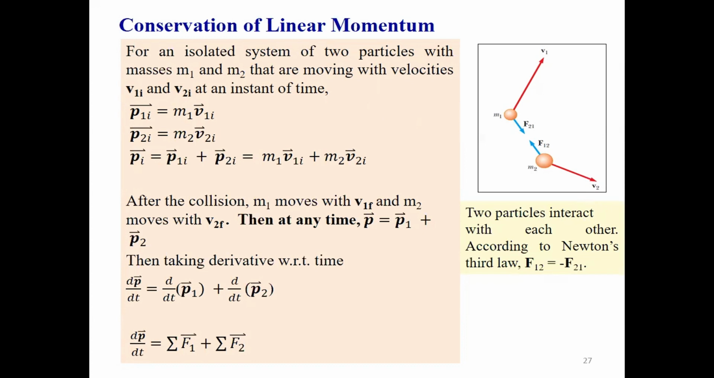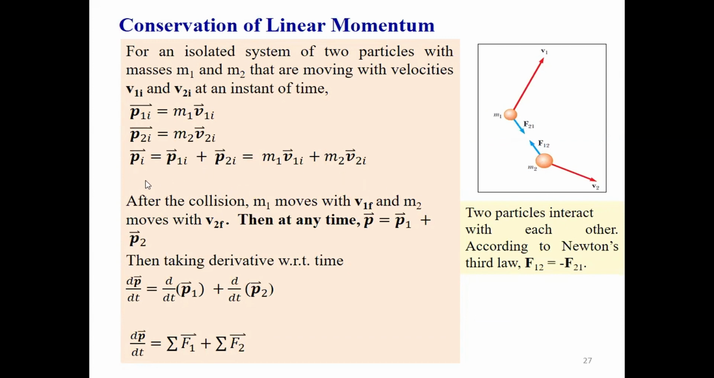For a two-particle system with interaction to each other, Newton's third law states that the force exerted by one particle on another is equal and opposite in direction to the force exerted on particle number 1 due to particle 2. So the particle of mass M1 is exerting the force F21, and the particle of mass M2 is exerting force F12, and they are equal and opposite in direction.